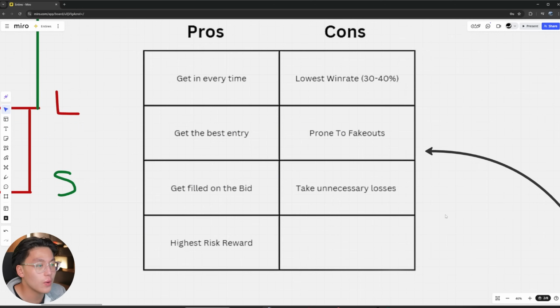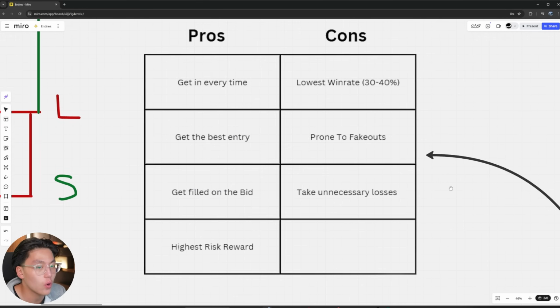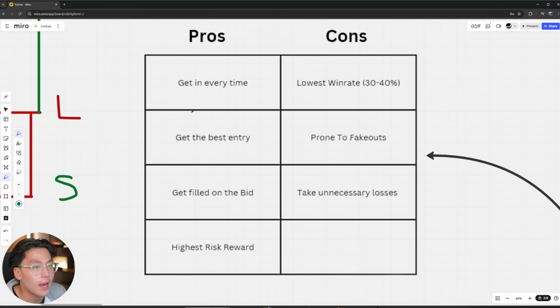So as you can see right here, what we have in this case is the pros and the cons for the limit order. One of the pros that we have when it comes to the limit order is we get in every single time, no matter if it's a good or a bad break and retest. This can actually be a pro or it can actually be a con as well. Second, what we have is the best entry. So we get filled on the limit. So that means every single time when price does come down, we're going to get the best entry possible.